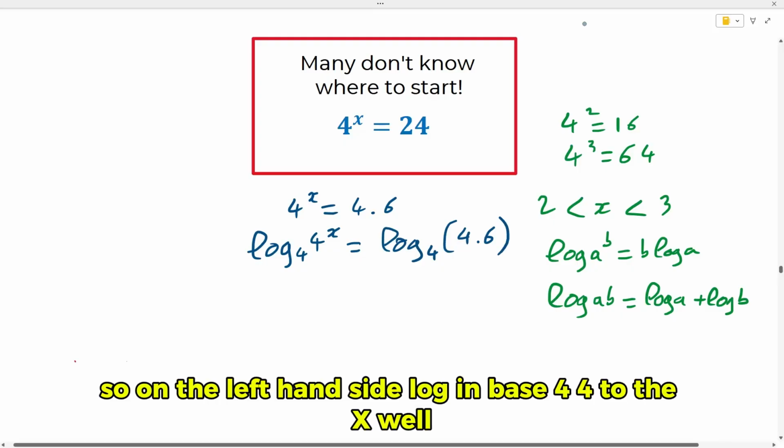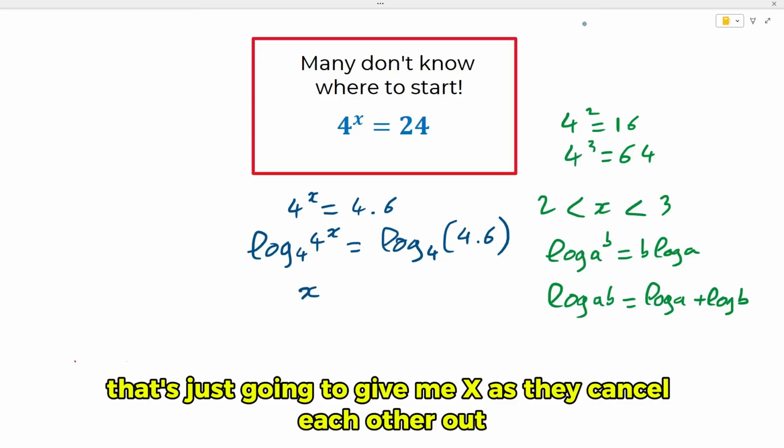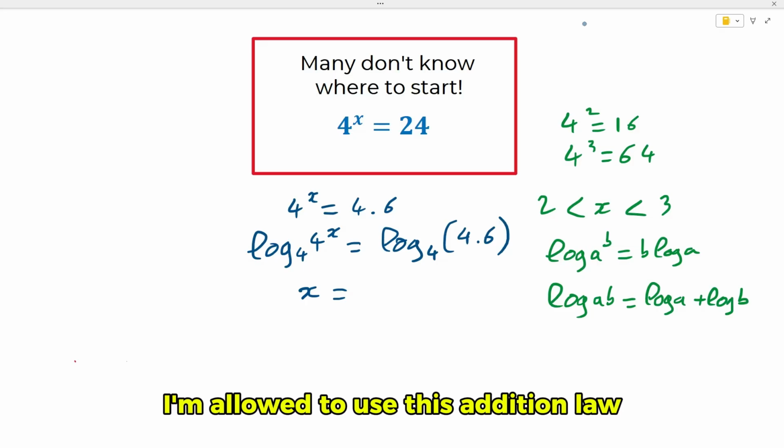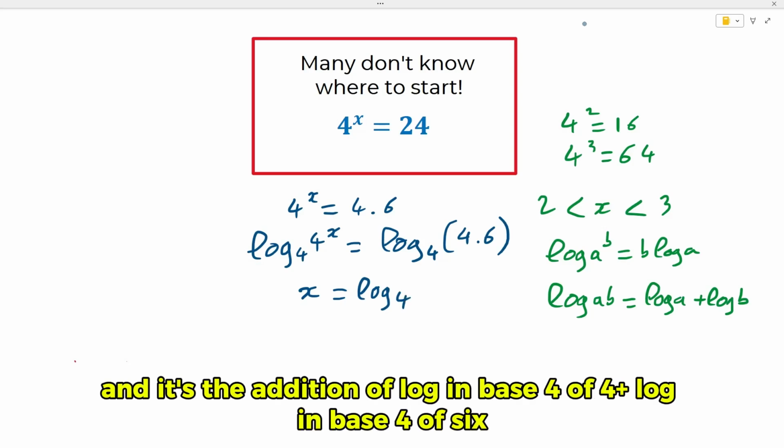So on the left-hand side, log in base 4 of 4 to the x, well, that's very nice. That's just going to give me x as they cancel each other out. And on the right-hand side, I'm allowed to use this addition law, which says log in base 4 of 4 times 6 is in fact an addition, and it's the addition of log in base 4 of 4 plus log in base 4 of 6.